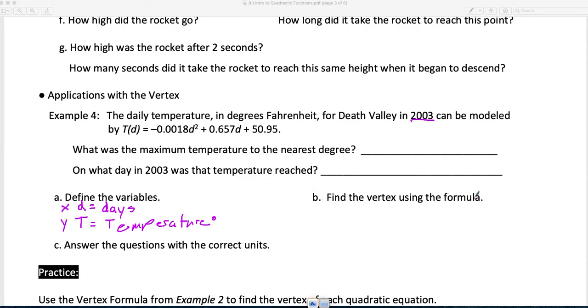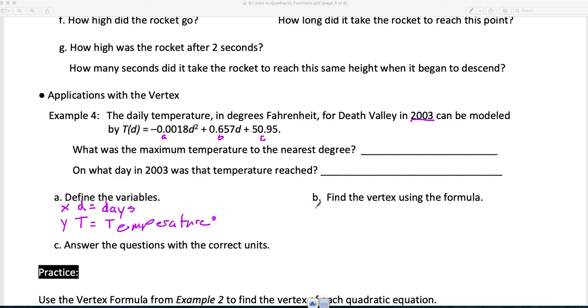All right, find the vertex using the formula. Okay, the vertex is x is equal to negative b divided by 2a. So let's go ahead and make sure we've got an a, b, and a c. Okay, this would be our x squared term, this would be our x term, and this is going to be the constant by itself. So this is A, this is B, and this is C.